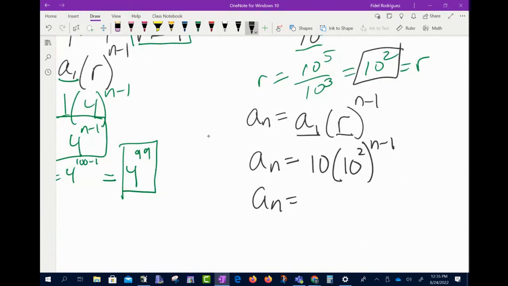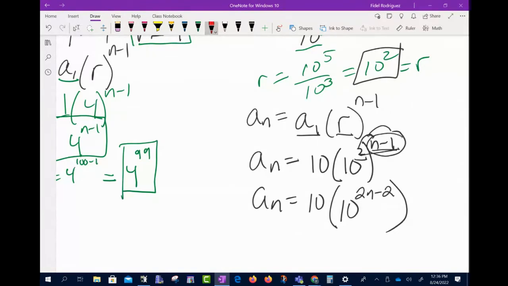The algebra we're going to do says, if you have something being raised to a power and that's being raised to a power, what we do is we multiply the exponents, okay? So I'm going to take this two and distribute it times that n minus one. That's going to leave me with a 2n minus two, because I'm just taking that two and multiplying it by that part, okay? Now, a little while ago, I told y'all, if I just see a 10, it really means 10 to the power of one, okay?